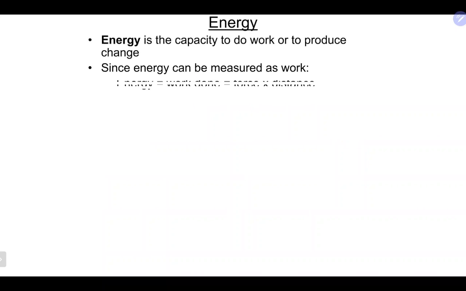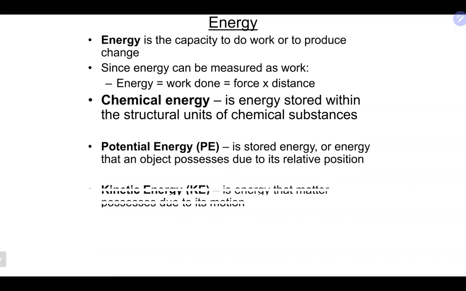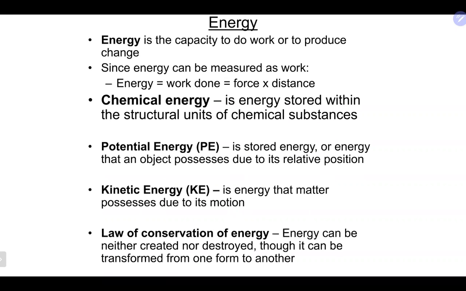So energy is really the capacity to do work. And work can be either done on something or done by something. Since energy is measured as work, work is force times distance. There are different types of energy that we could come across. There's chemical energy, and that's the energy stored within a structural unit, for example bonds, when we make or break bonds.